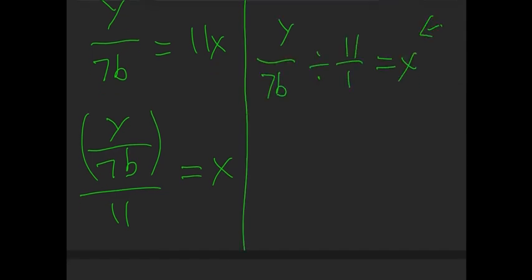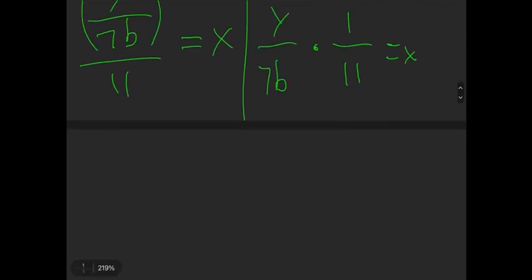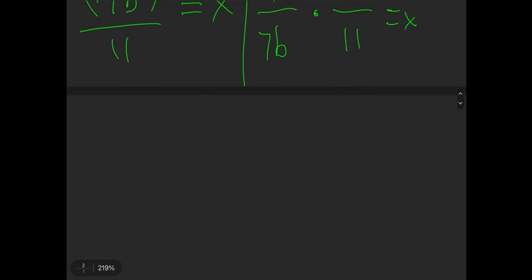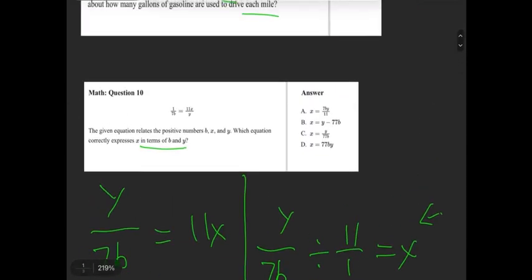And how do we solve this? Well, we use keep change flip. So we're going to keep y over 7b, change the division to multiplication, and then flip 11 over 1 to 1 over 11. Doing the math, this would give us y over 77b, which is C.